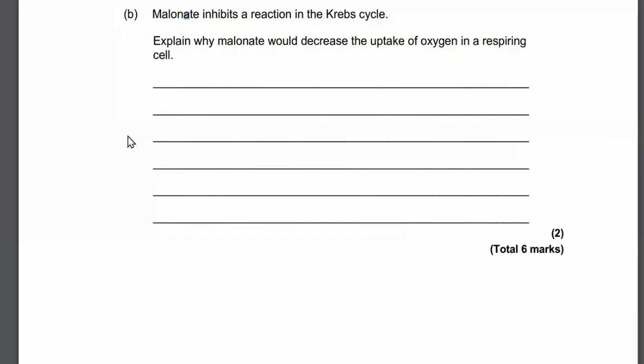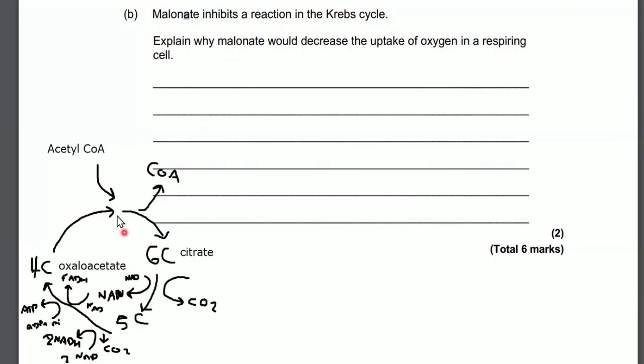So you really need to know the Krebs cycle here. So I'm going to draw that out for you, and then we're going to see how it links to oxygen uptake. Okay, so here is an incredibly crusty drawing of the Krebs cycle. You see acetyl-CoA joining here with this oxaloacetate, this 4 carbon compound.